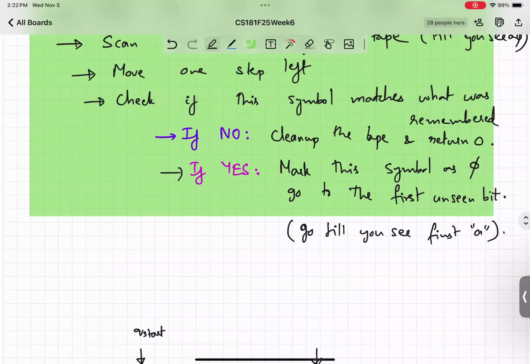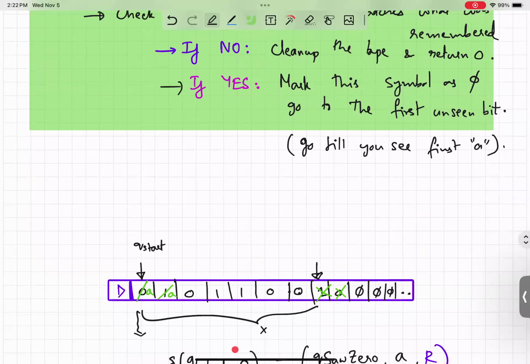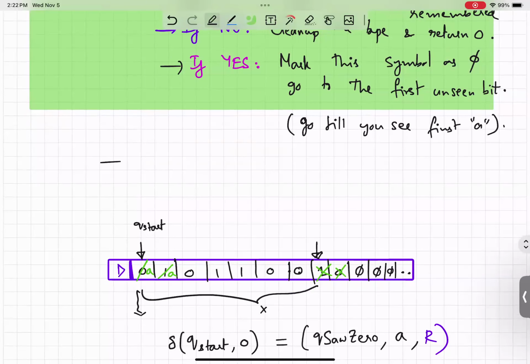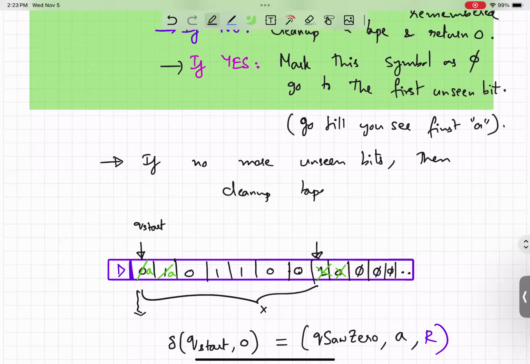And then if you never return 0, then if there are no more unseen bits, clean up the tape and output 1.